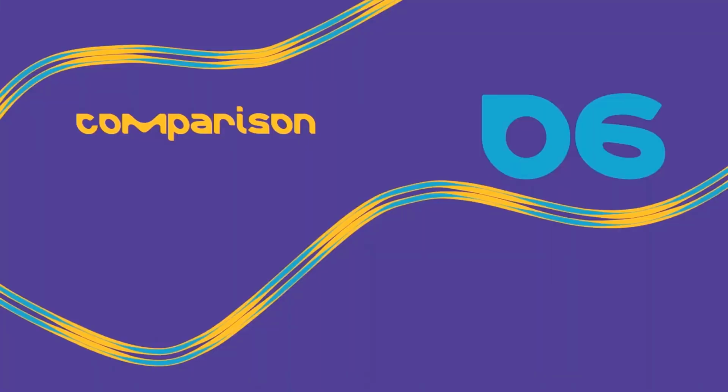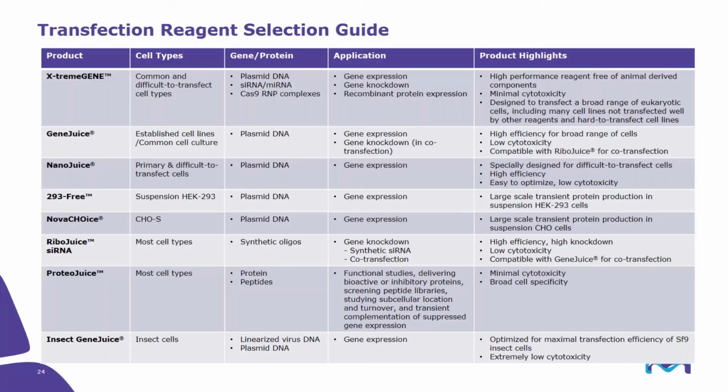Finally, we also provide other specialized transfection reagents specifically designed to transfect DNA, protein, peptides, or siRNA for different cell types. This table outlines the various product families within our transfection portfolio. For each product, the corresponding cell types, transfection complexes, applications, and highlights related to these products are shown to assist you in the transfection reagent selection process.